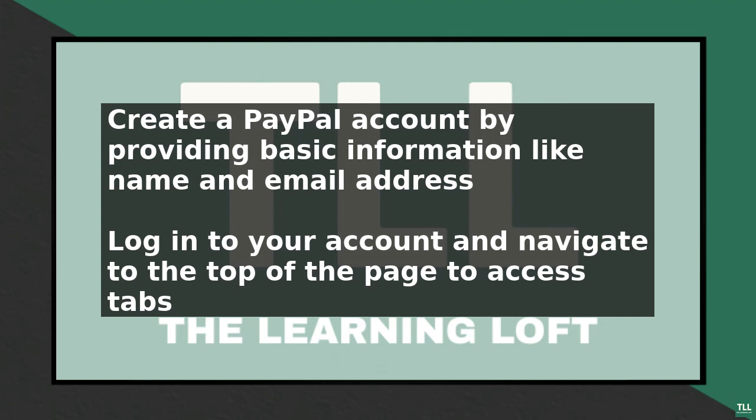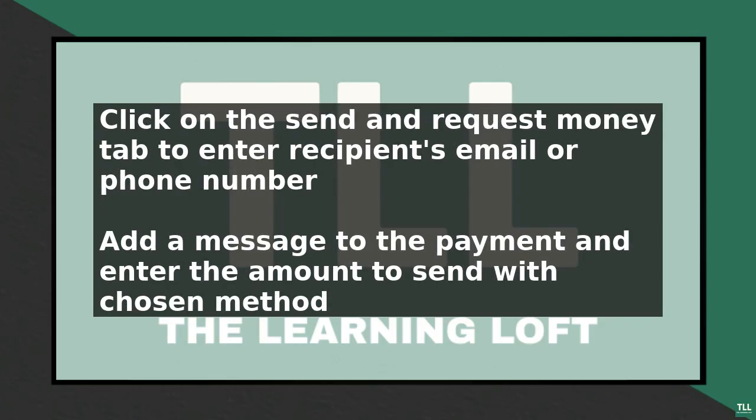To send money, click on the Send and Request Money tab and enter the recipient's email address or phone number. You can also add a message to the payment if you want to. Next, enter the amount you want to send and select the payment method you want to use. You can use a credit or debit card, or your PayPal balance. Review the payment details to make sure everything is correct, and then click the Send Money button.